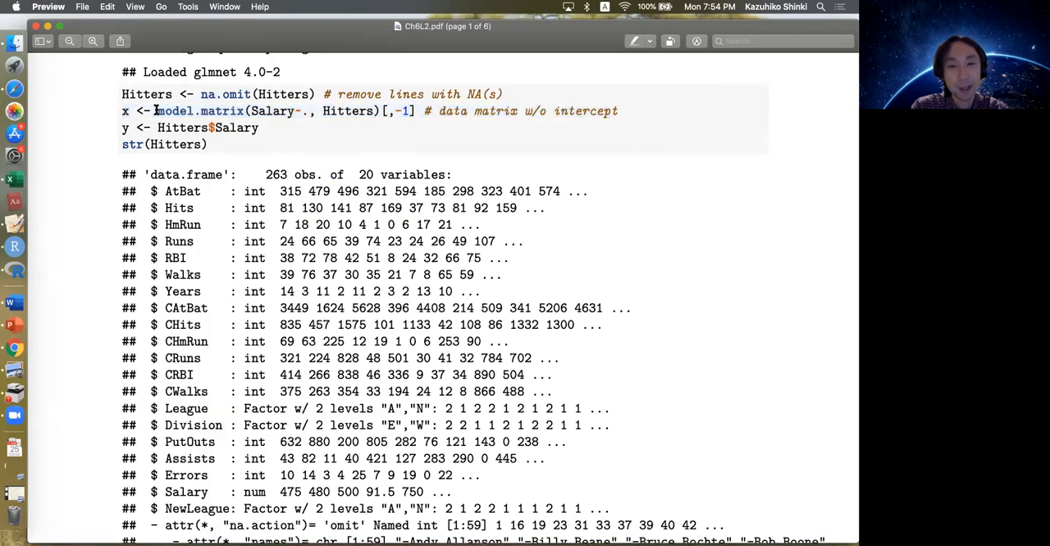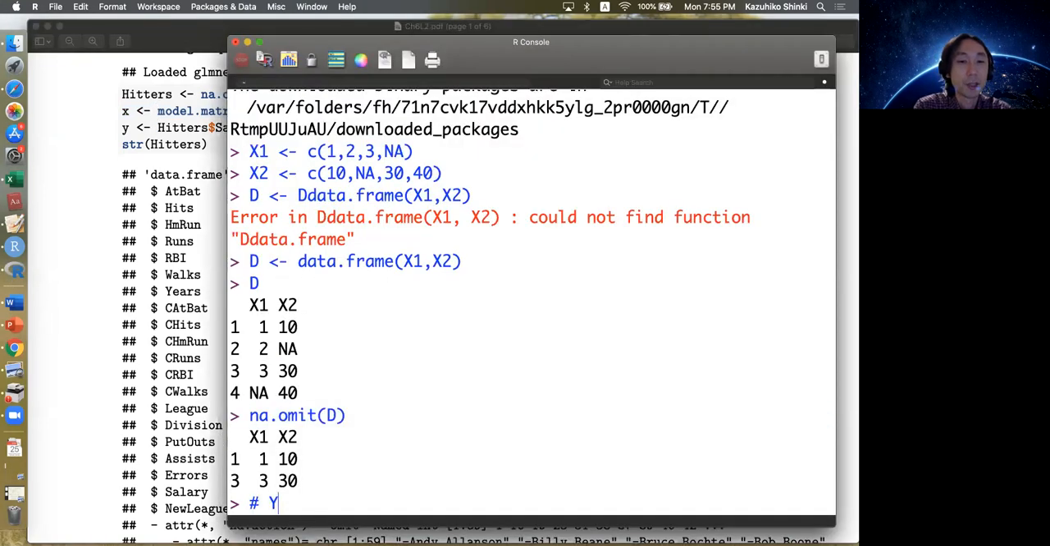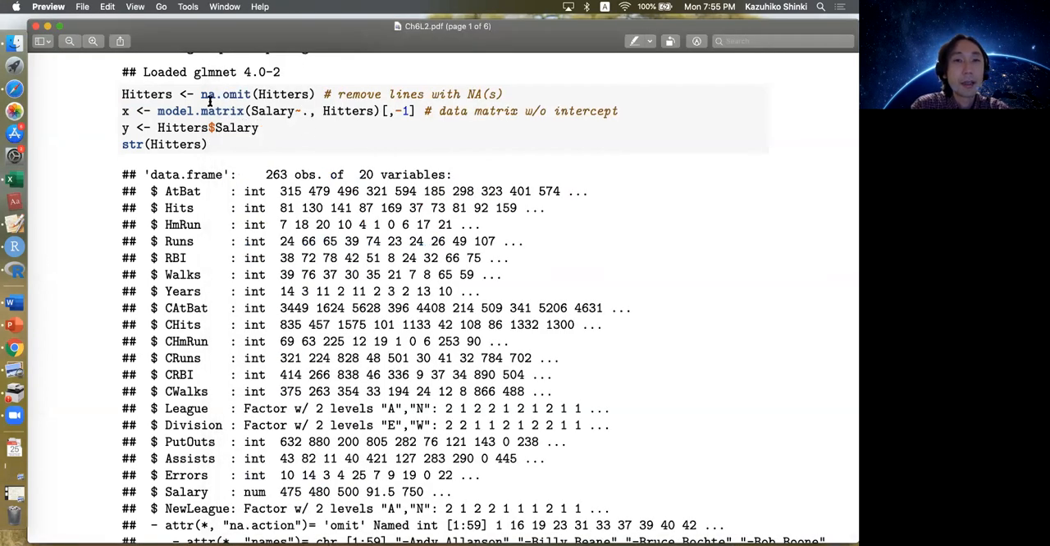So this is the data matrix. If we express the regression model as y equal to x times beta, then the model matrix is the x part. Then model.matrix(Salary ~ ., Hitters)[, -1]. So the salary is the response variable, so this is y, and we use the other variables as x. But the model matrix is a matrix.